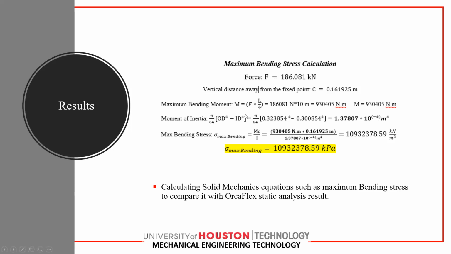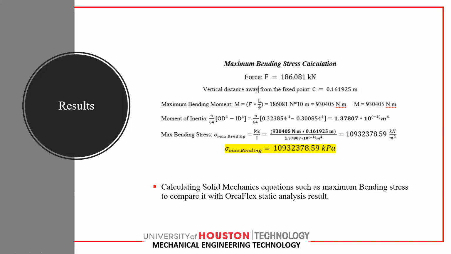And the bending moment is equal to force times length of the pipe divided by 4. We know the length of the pipe is 20 meters, divided by 4 is 5. But here I made a typing mistake. It should be 5 meters, not 10 meters. But anyway, the maximum bending moment is equal to 930,405 Newton meters. And moment of inertia is equal to pi over 64 times the parentheses, external diameter to the 4th power minus internal diameter to the 4th power.